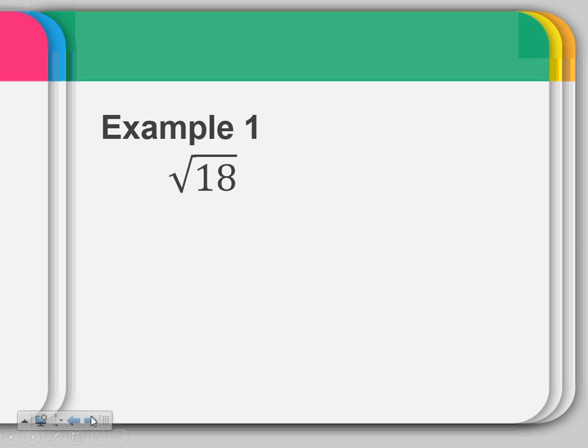Okay, now here's the thing. Let's refer back to simplifying fractions. We all understand how to simplify a fraction, right? If I give you 3/6 and I say simplify that, you do what to it? Divide it by 3 and make it 1/2. Why didn't you make it a decimal? Couldn't you? You could. Similarly, we could take the square root of 18 and make it a decimal. You just did it in your calculator.